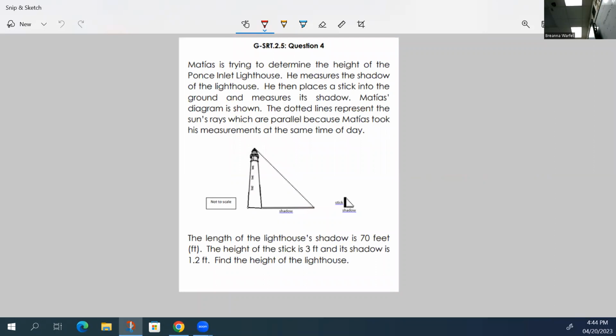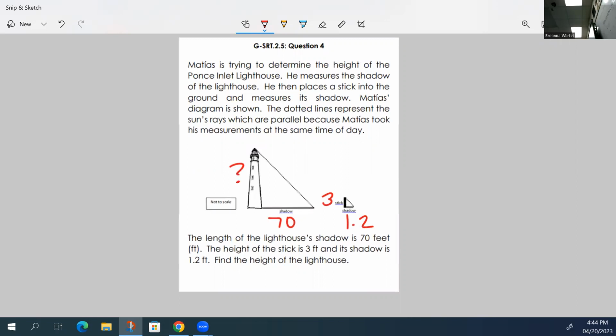You can read it. The length of the lighthouse's shadow is 70 feet. So you need to label that. The height of the stick is 3 feet. And its shadow is 1.2 feet. Find the height of the lighthouse. So we're solving for this.